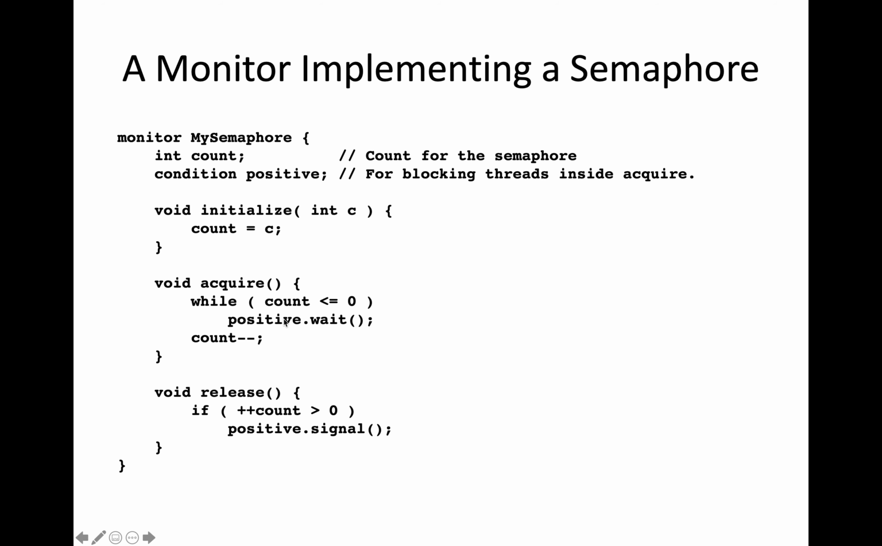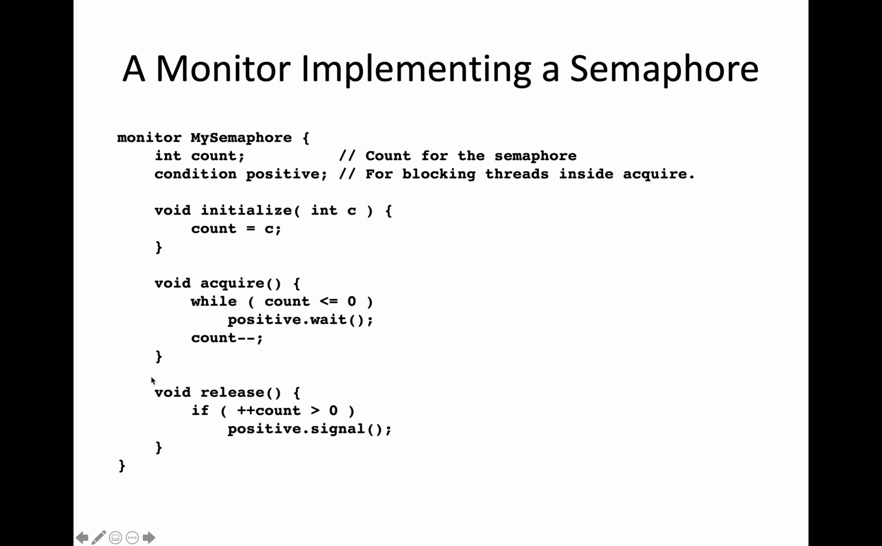Let's look down at our two functions in the monitor, and they're called the same thing that you'd expect a semaphore to have. Acquire does the job of acquire on a semaphore. When you call it, it looks at the count of the semaphore, and if it's 0 or negative, you wait until it's positive. So you block until someone increments it. Once you wake up, if it's got a value that's positive now, you decrement it, and then you've successfully acquired.